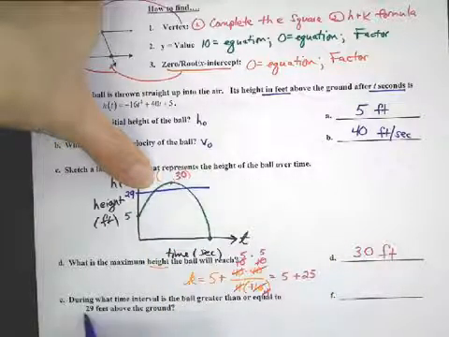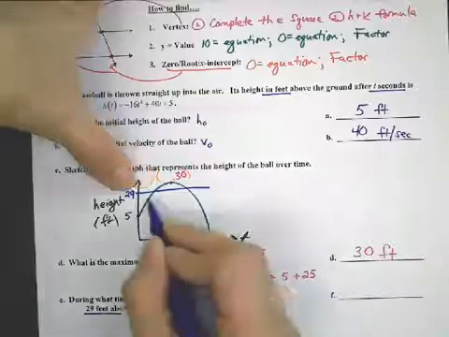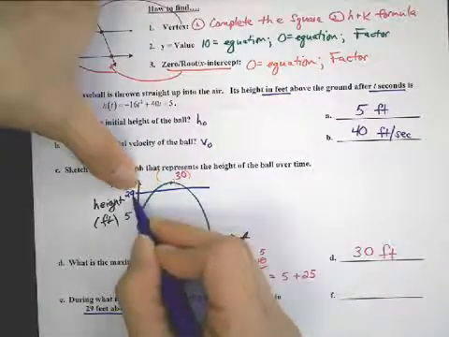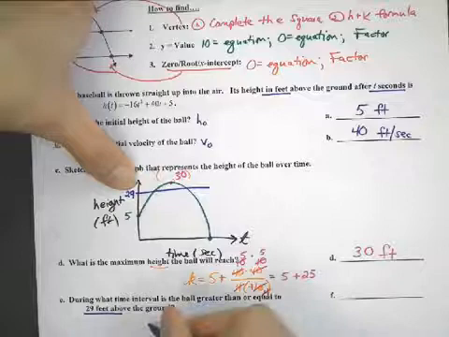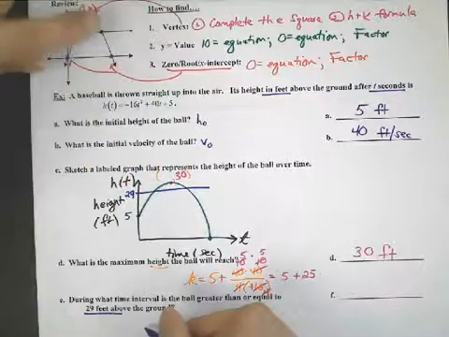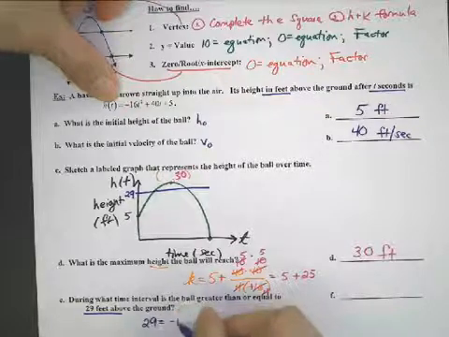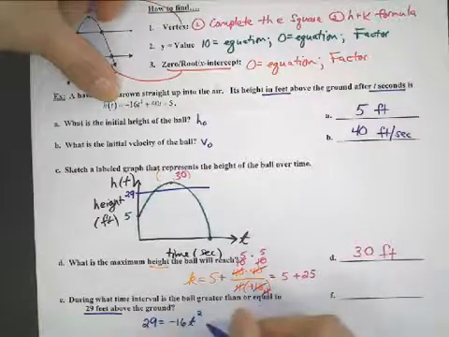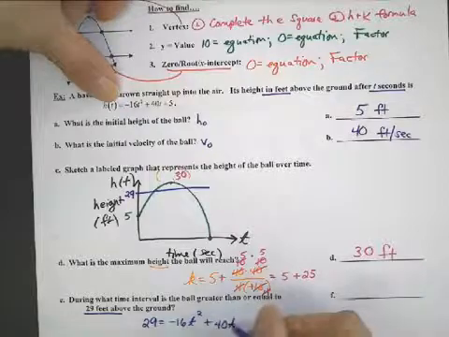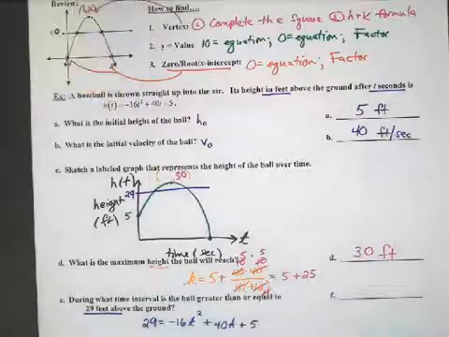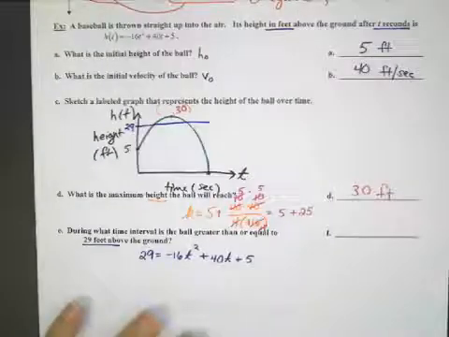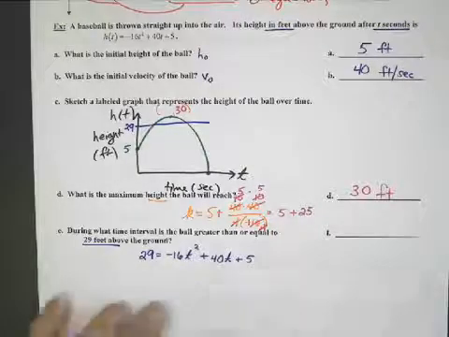So how do you find the x values? How do you solve this when you have a y value? We're going to put 29 in for the height. 29 is going to go into the h of t. 29 equals equation. Okay. After you do that, you're going to want to move everything to one side. Let's go ahead and move everything to the left.